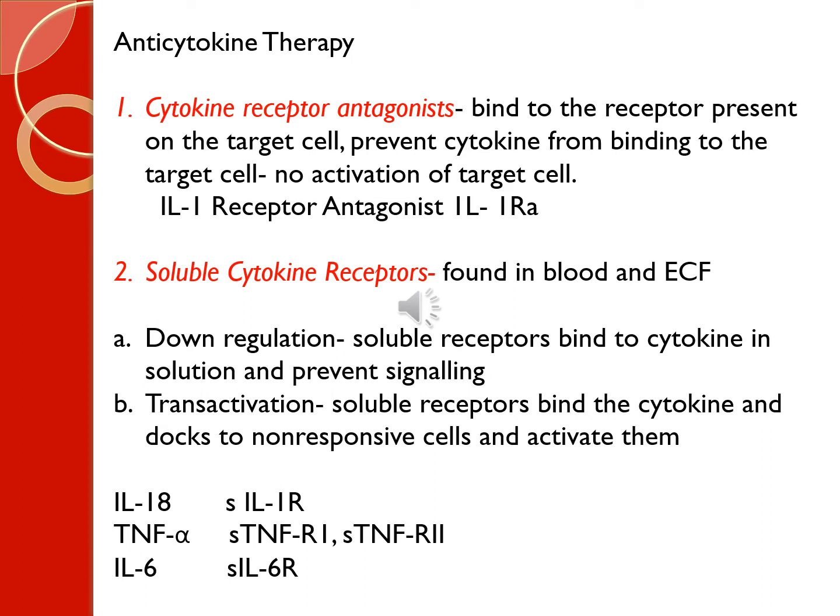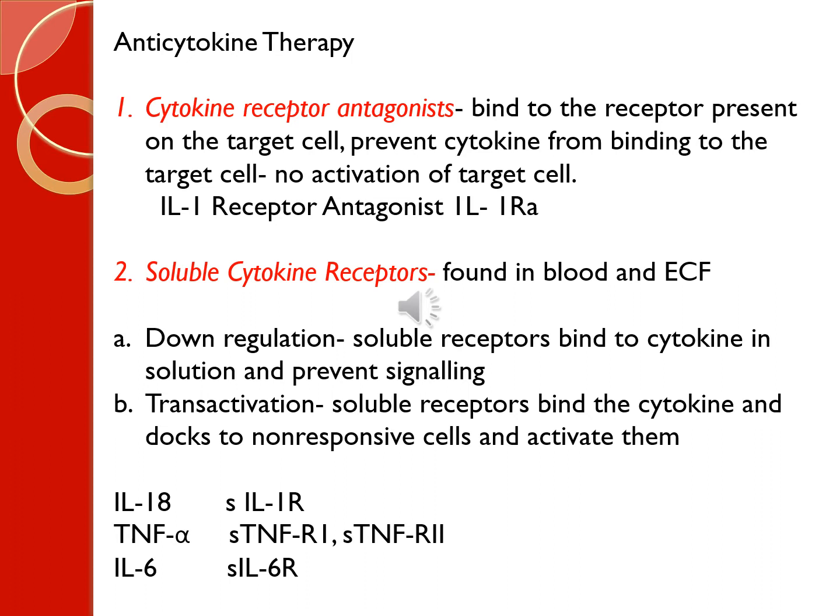One such interleukin-1 receptor antagonist is interleukin-1 RA. The next type of anti-cytokine therapy is soluble cytokine receptors, which are found in blood and the extracellular fluid. There are two mechanisms. One is downregulation. That is, there are various soluble receptors which bind to cytokine in solution and prevent signaling. Suppose the cytokines are the endocrine type, which use circulation to reach the target site. Before it reaches the target cell, you give some soluble receptors which bind to the cytokine, thereby preventing signaling. The next part of it would be transactivation.